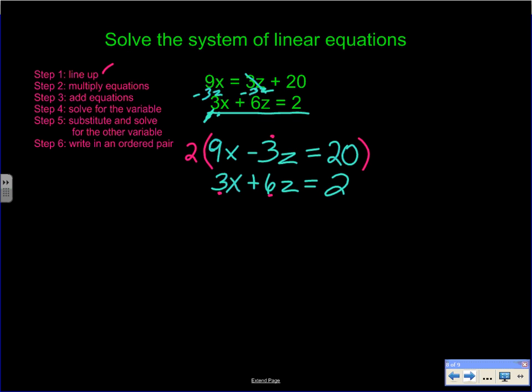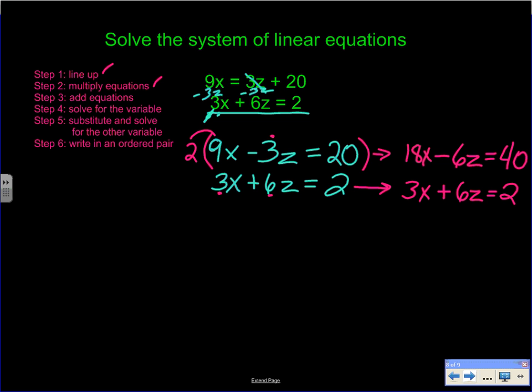I'm going to multiply that top equation by 2 and bring that over. 2 times 9x, 18x. 2 times negative 3z is negative 6z. And 2 times 20 is 40. This bottom equation stays the same. So this is where we're at. Multiply the equations is done.